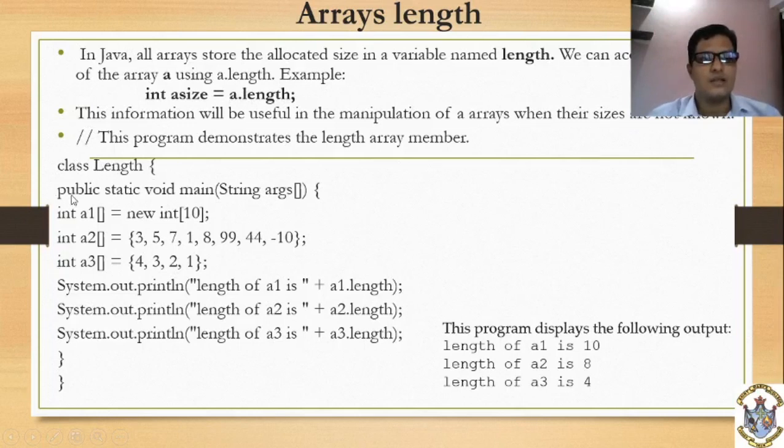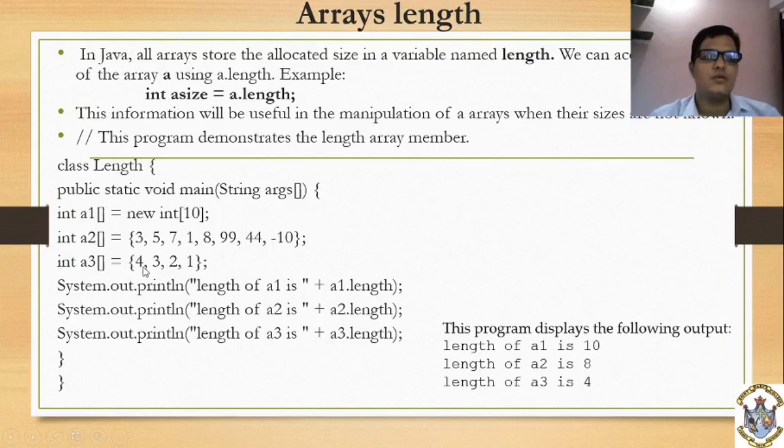Class Length is there. Public static void main, String args exist. int a1[] is equal to new int[10]. int a2[] is equal to 3, 5, 7, 1, 8, 99, 44, -10, and int a3[] is equal to 4, 3, 2, 1. Got it? Yes. Doing it like this, you can see what is the length of a1: 10. What is the length of a2? 1, 2, 3, 4, 5, 6, 7, 8. We should know, right? So to know that we could calculate like this, but by using the length property, it will identify the length.